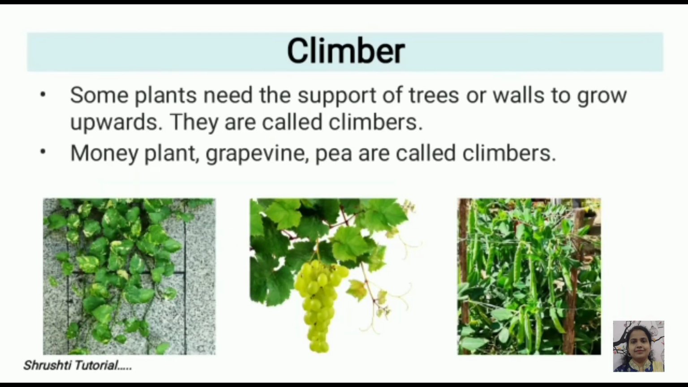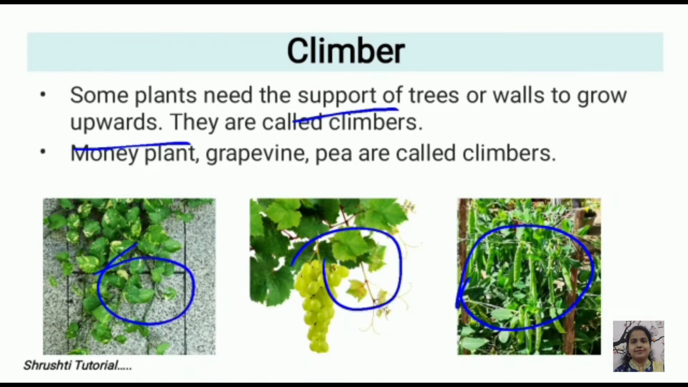Then climbers. Some plants need the support of trees. What do they need? They need support of trees or walls to grow upwards. So they are called climbers. Why do they need support? Because their stems are very weak. They cannot stand alone, so they want support. What do you mean by support? Suppose a small baby, a 1-year-old baby, cannot walk alone, so he wants support of others like mama or papa. So this is known as support. Like this also, the peas, the grapevine and the money plant need support of others like a wall or other trees to grow. So they are the climbers.